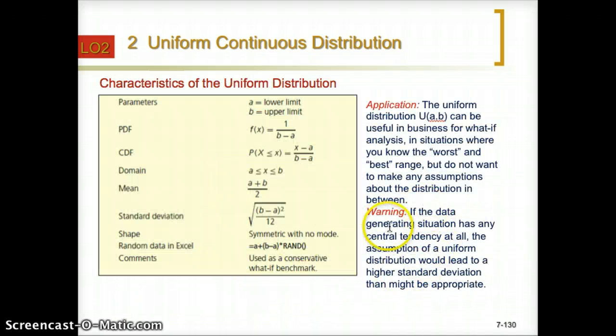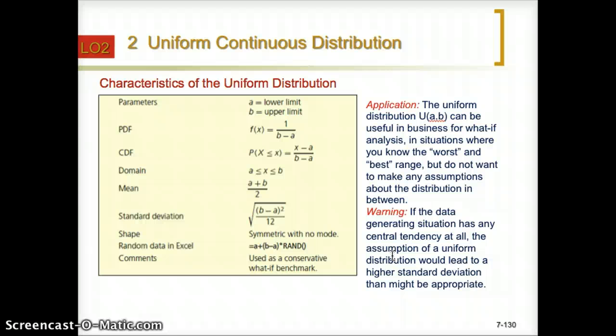So if the data generating situation has any central tendencies, the assumption of a uniform distribution will lead to a higher standard deviation. And that could not be very appropriate. So what we can learn from this part is, if what we care about is only the worst situation and the best situation, uniform distribution is a very good choice.